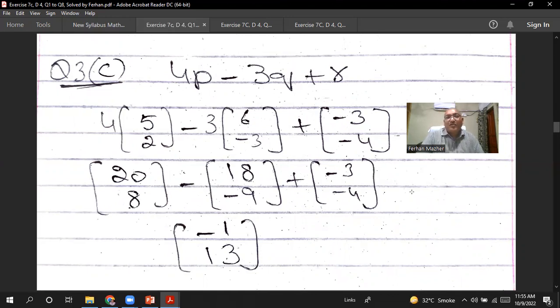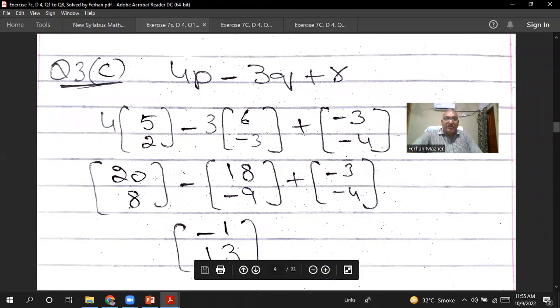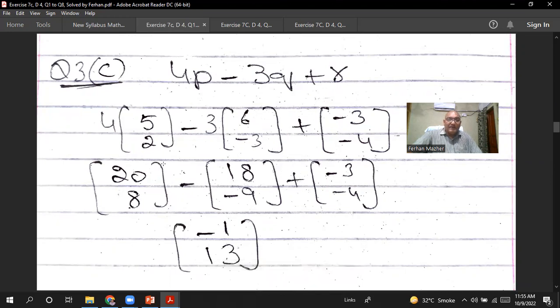this expression. So 4 multiplied with 5, that will be 20. 4 multiplied by 2 is 8. Then keep this negative outside. 3 multiplied by 6 is 18. 3 multiplied by minus 3 is minus 9. Plus, and you have minus 3 minus 4 here. So it will be 20 minus 18 minus 3. So it will be 2 minus 3 and it will be minus 1.